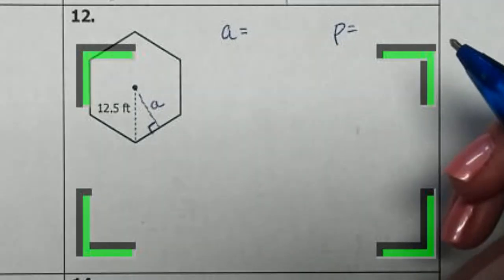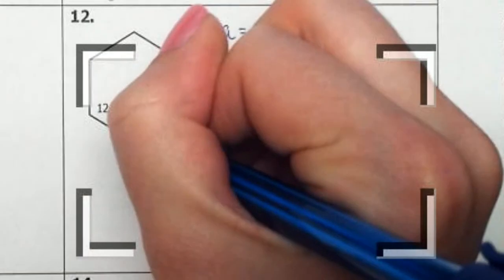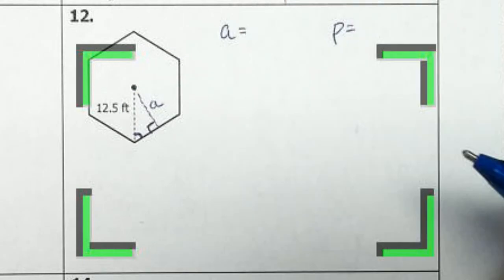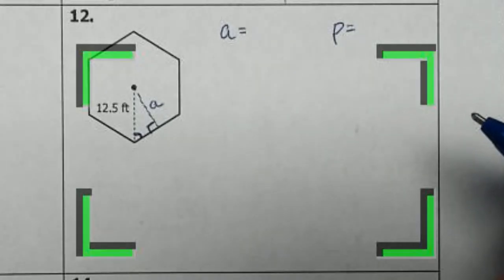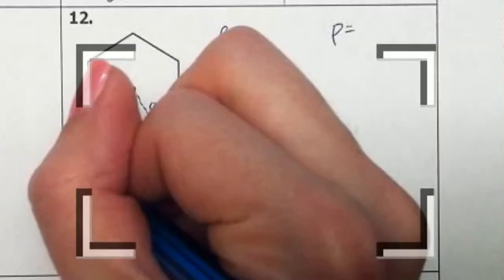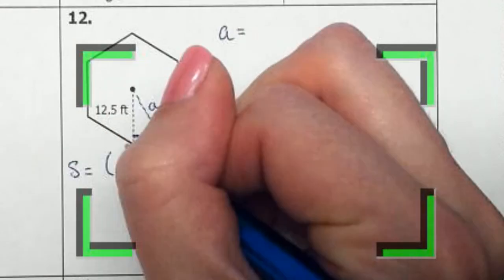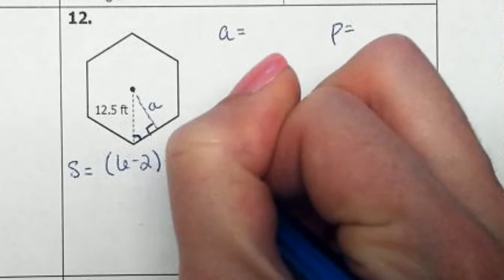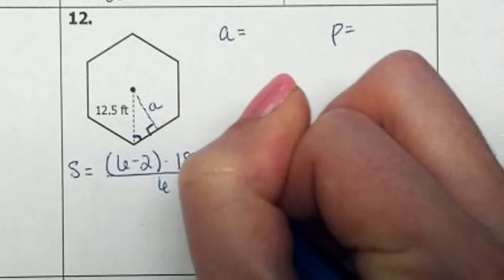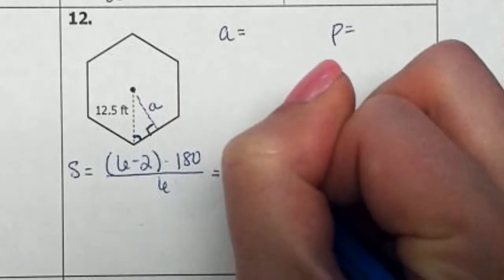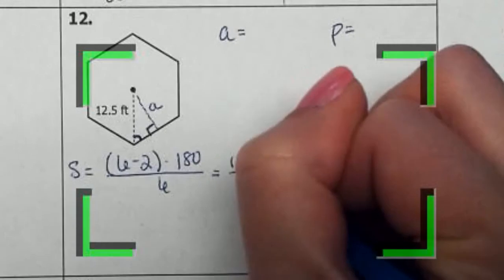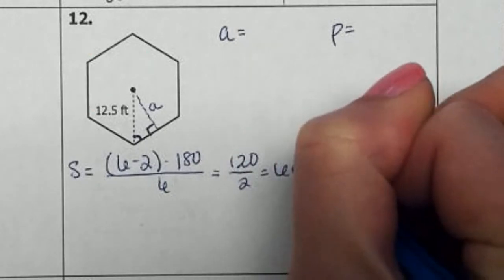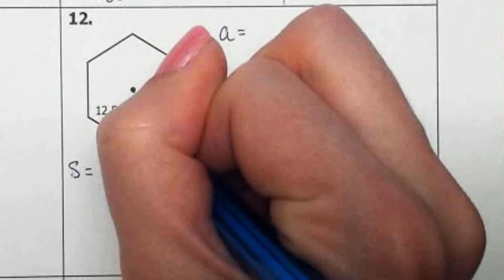So let's start by using step 2. Let's find this angle right here, right next to the right angle. So I'm going to take S equals, my number of sides is 6 minus 2 times 180, and I'm going to divide by that number of sides. That gives me 120. Divide by 2, that gives me 60. That's what this angle is right here.